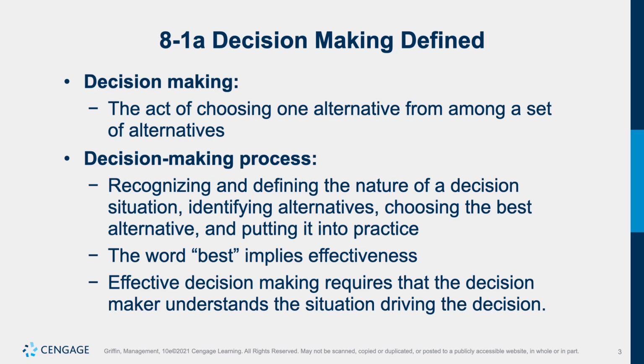Now, the word best implies effectiveness in this situation, right? How effective is the decision? How well is the decision applicable to the situation at hand, right? Whatever alternative is chosen, how applicable is it? Is it the most applicable to the decision making situation at hand? Right. So effective decision making requires that the decision maker understands the situation that is actually driving that decision.